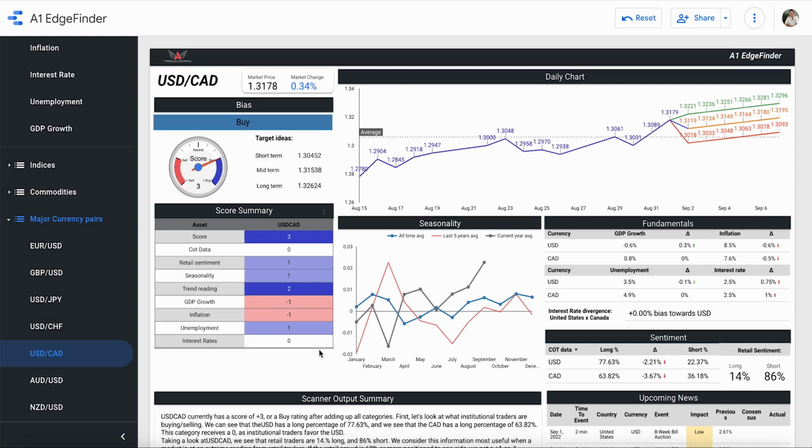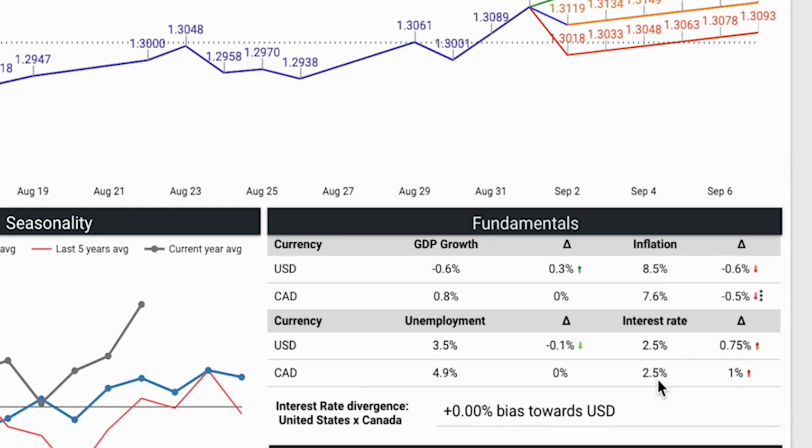So the interest rate score is 0, and that is because, if we look at it, the US dollar and the Canadian dollar actually have the same interest rate. They're both 2.5%. So this was a bad example to pick, but also an interesting one, just so you're not confused in case you ever come across this.